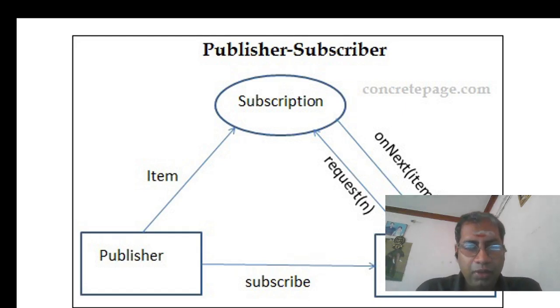The subscriber uses the request method of the subscription to request items. The publisher can promptly invoke the onNext method of the subscriber to provide items, and then onComplete to tell that it has no more information to be shared.